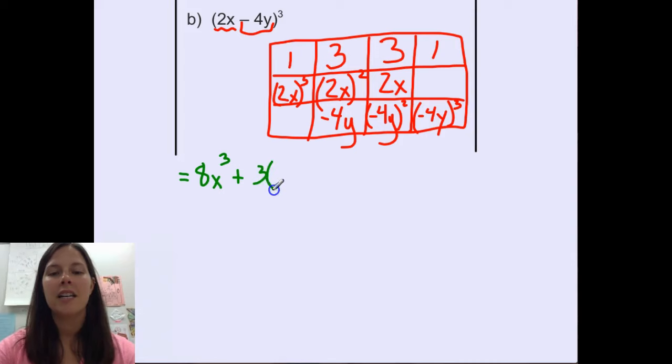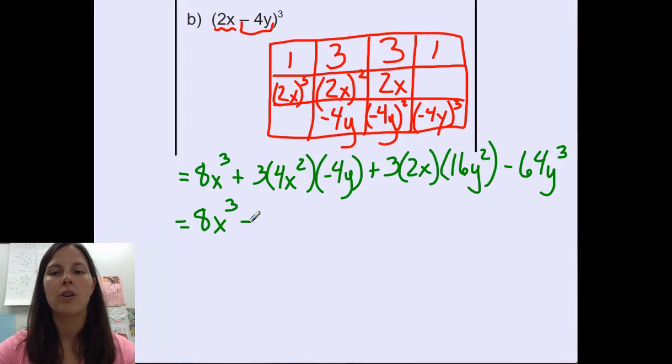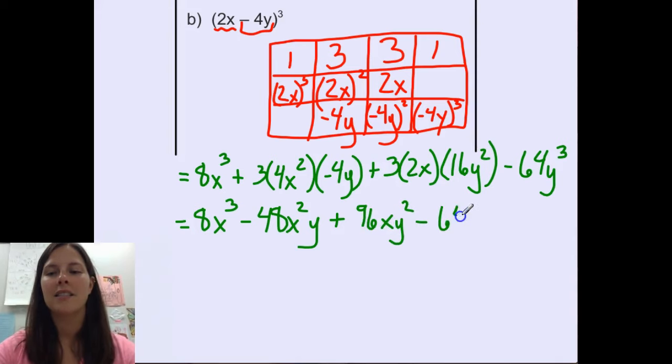We have 3 times 2 squared x squared times negative 4y plus another 3 times 2x. Negative 4 squared is 16y squared. And our last term, when we cube that negative 4, we get negative 64y cubed. Of course, multiplying by that 1 doesn't change anything. Those middle two terms we need to simplify. 8x cubed minus, because we have a negative 4, negative 4 times 4 is negative 16 times 3 is negative 48, x squared y, plus, because we have all positive values, 6 times 16 is 96, xy squared, minus 64y cubed.